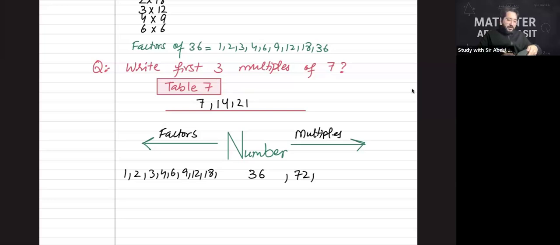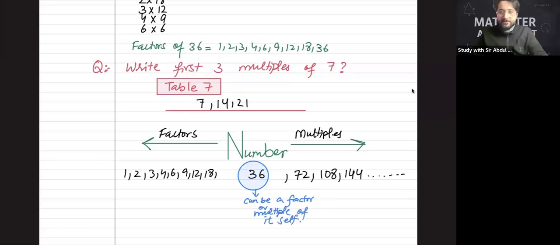72 plus 36 is 108, if I'm not wrong, and 108 plus 36 is 144, and so on. Remember, a number can be a factor and a multiple of itself. Got the idea, everyone? That's a very common mistake in the Cambridge exam. Sometimes the examiner asks you to write down the factors of 8, and you just write 2, 4, and 8. You simply skip 1. You cannot skip 1.